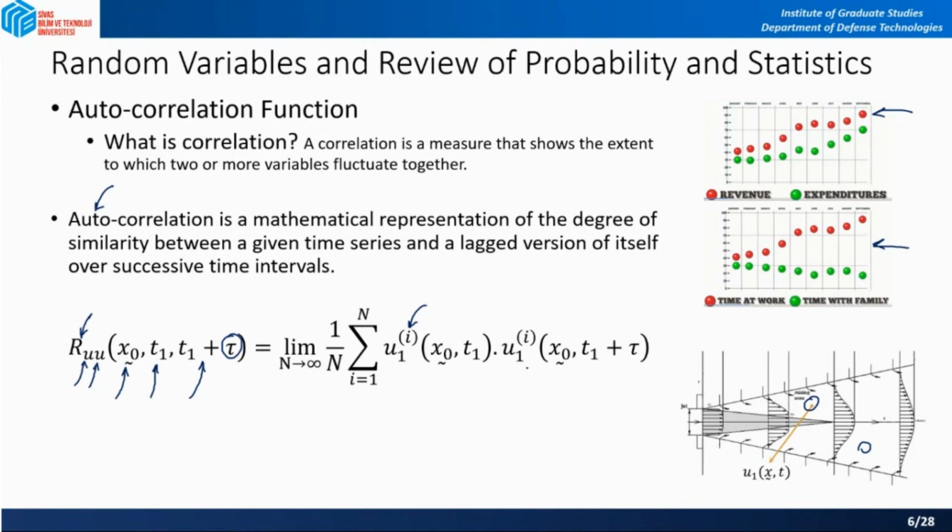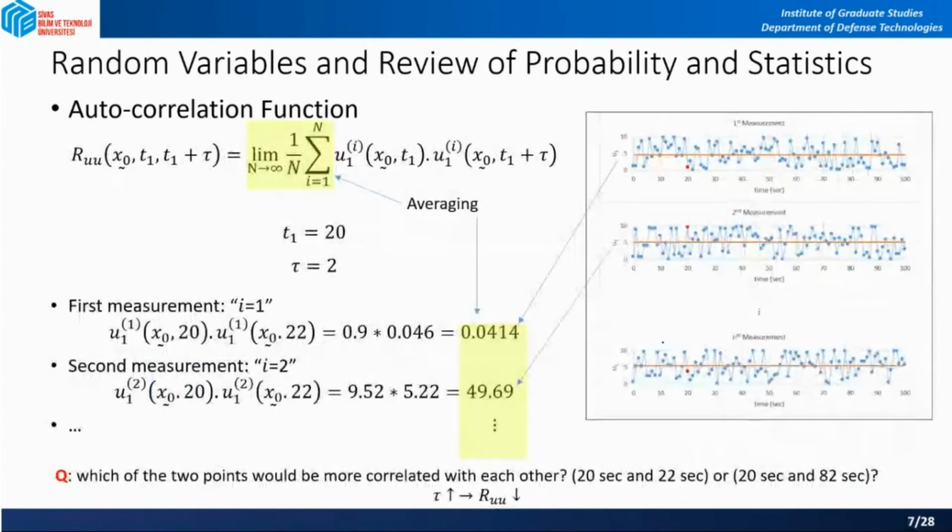For example, I'm going to give you the same measurements of the velocity inside the jet, those measurements that we were talking about, the ensemble averaging at time equal to 20 seconds. Now I want to find the autocorrelation function at the same point, the point x0. So my t1 is 20 seconds.